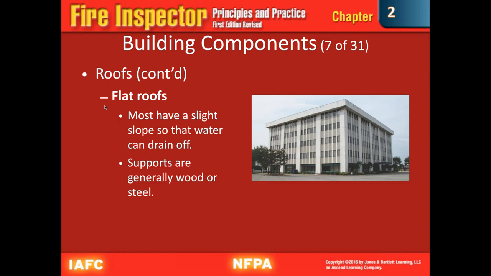Flat roofs, these are mostly for your commercial buildings. Most have a slight slope so that the water can drain off, but it's not noticeable to the naked eye. It looks like it's just flat. Otherwise, water may pool and cause the roof to collapse. Supports are generally wood or steel. These are the kind of roofs that you're going to find those HVAC systems on.